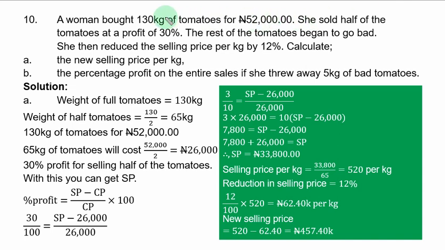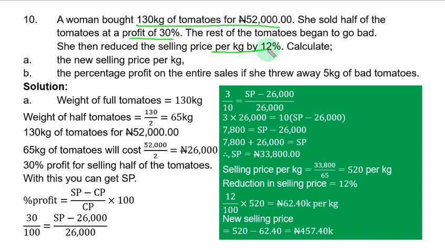Question 10. A woman bought 130 kilograms of tomatoes for 52,000 naira. She sold half of the tomatoes at a profit of 30%. The rest of the tomatoes began to go bad. She then reduced the selling price per kg by 12%.